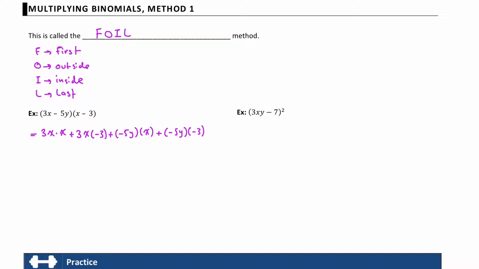So once again, let's use different colors here to make sure that we understand this well. First terms, that's my F. And then my outside terms. And then my inside terms. And then my last terms, which are here.